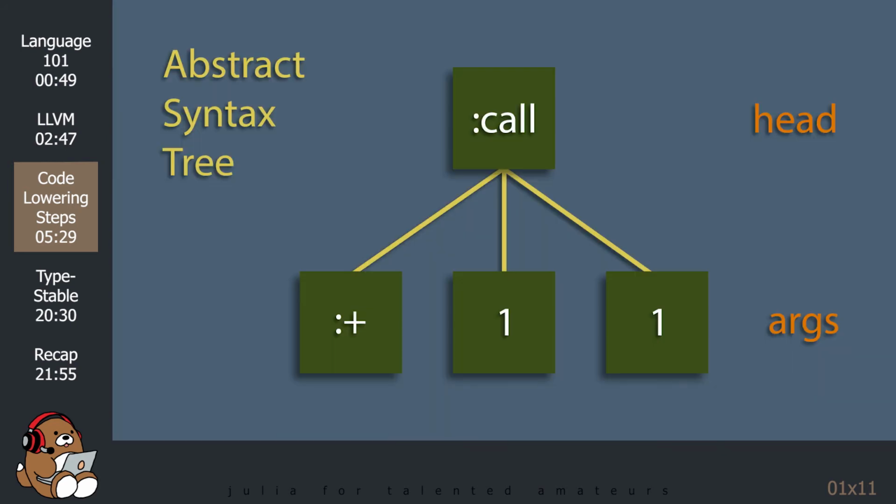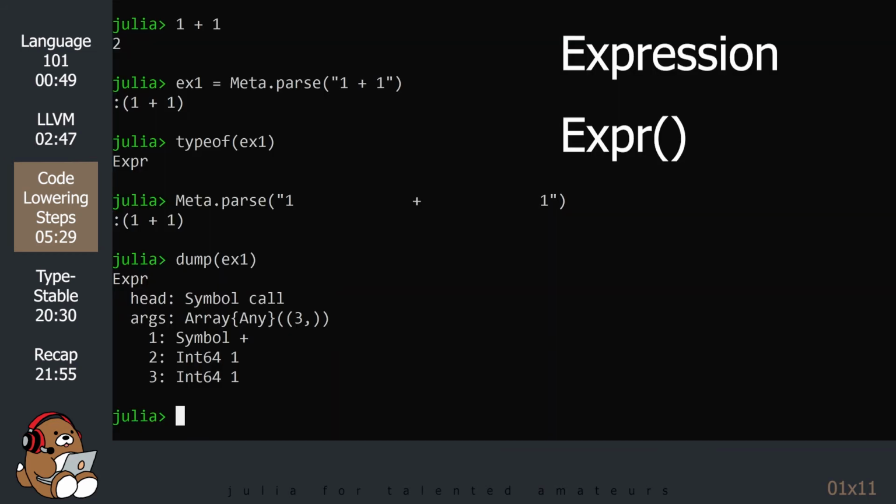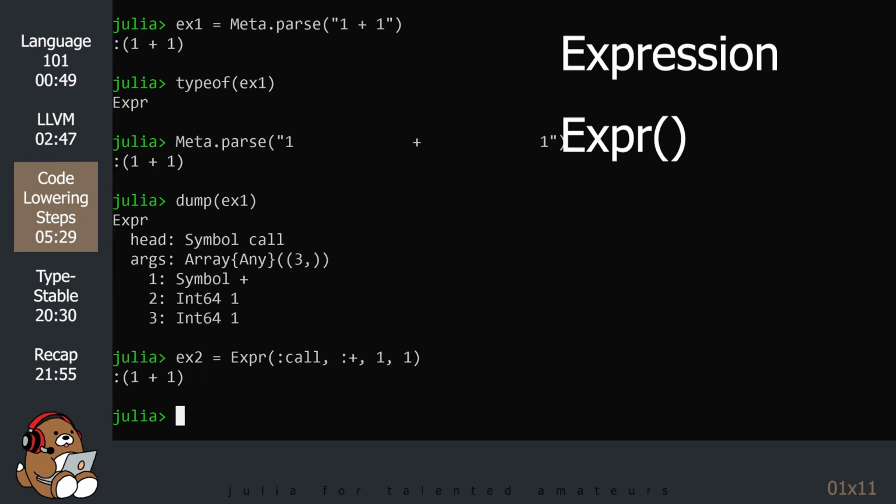Here's what the expression looks like as an abstract syntax tree. If you wanted to, you could have created your own expression by using the Expr constructor. You get the same expression. The first element is the head, which is entered as type symbol. The rest of the elements make up the arguments. Arguments are listed as either symbols or numbers.